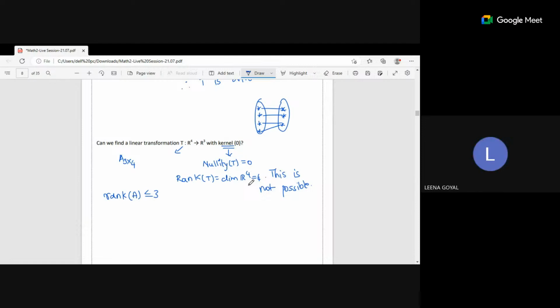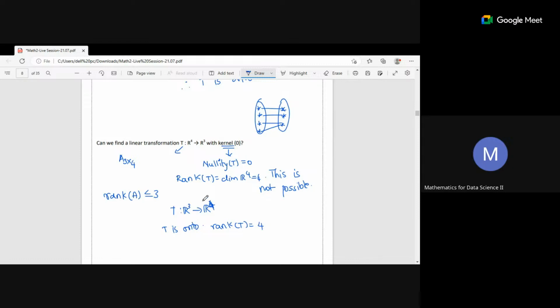Ma'am, do we have the same kind of idea about surjectivity? For surjectivity, yes, we can say. For example, R3 to R4 surjectivity is not possible. Let's see what happens if the codomain is bigger, R4, and T is onto. If T is onto, what happens to your rank of T? It is 4. Rank of T is 4.